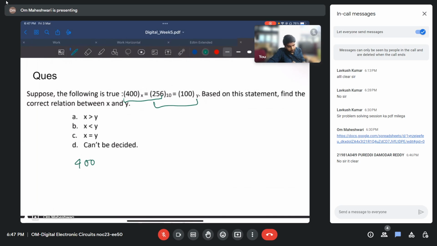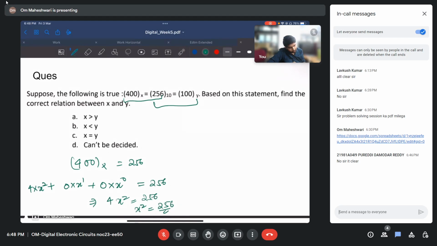So we have 400 base x equals 256, right? So we have 0 into x to power 0 plus 0 into x to power 1 plus 4 into x square equals 256. That means 4x square equals 256. X square equals 256 by 4, which is 64. X equals 8. So we know x equals 8.